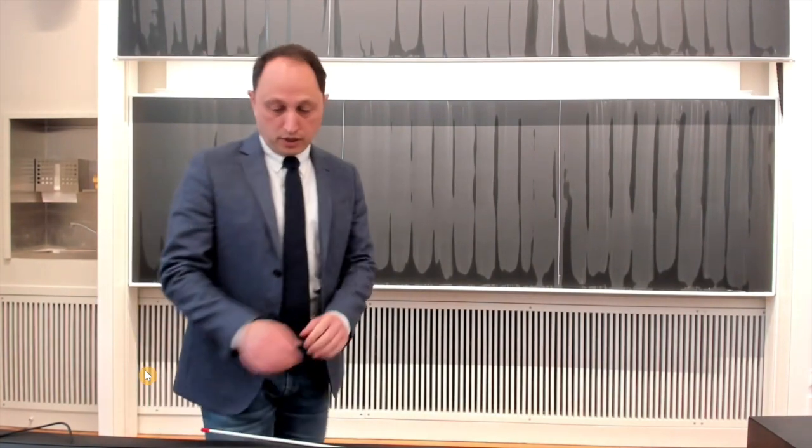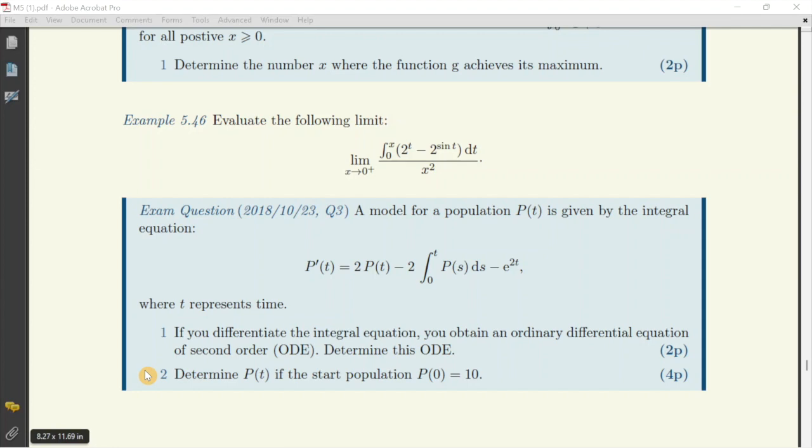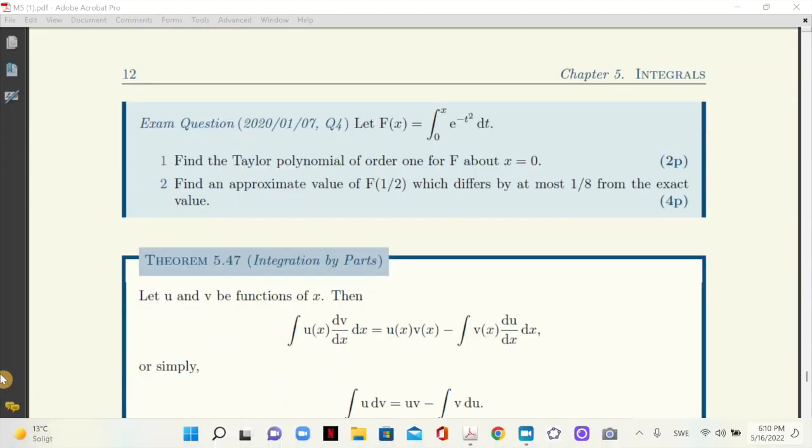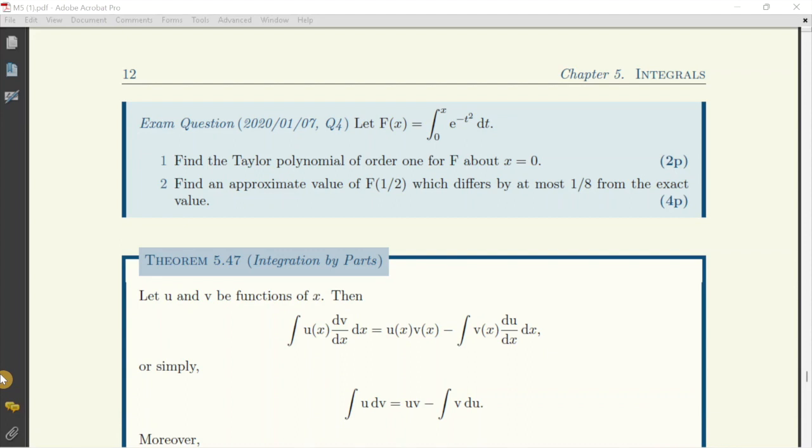Okay, so now let us go actually to this question. That is also an exam question. I think that's also a good one, because somehow it is related to the Taylor polynomial of a function which is defined in the form of an integral.